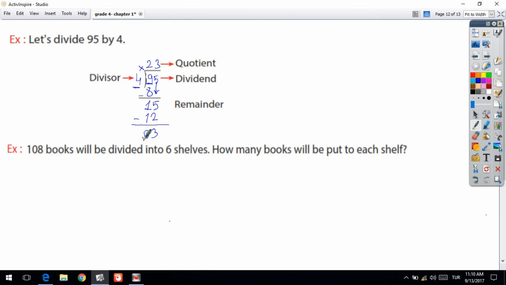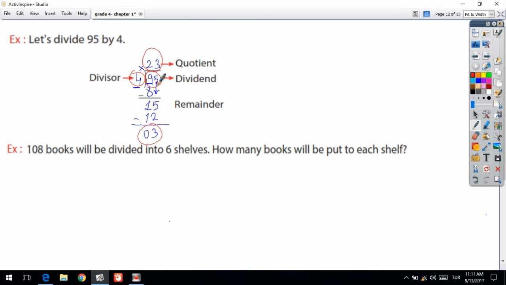That's enough. There are 1, 2, 3 and 4 numbers. So now let's explain. 4 is divisor. 4 wants to divide the 95, right? Yes. Also we have dividend. You want to divide it, you want to share it. 95. There is a quotient. Our result is a quotient.